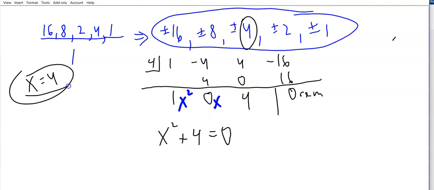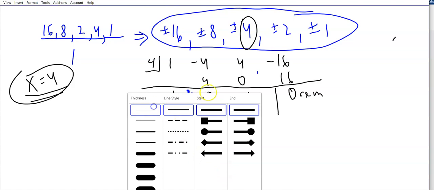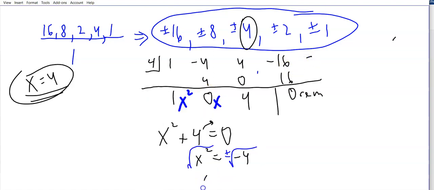So I know one of my solutions, but I've got to find the other two. To solve this, we want to get that 4 to the other side. So x squared equals -4. Take the square root of both sides, and don't forget plus or minus. Hopefully that is not a tough problem for you at this point. So x equals plus or minus the square root of 4, which is 2, and the square root of negative is i. So that would be plus or minus 2i, your other two solutions.